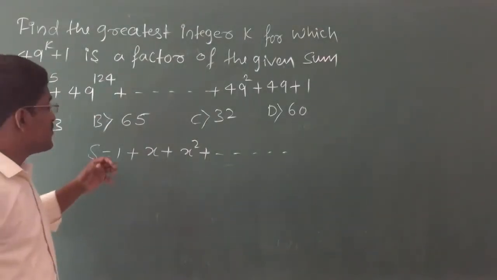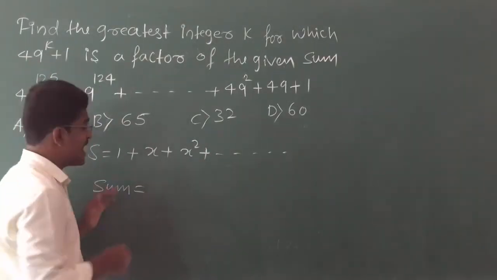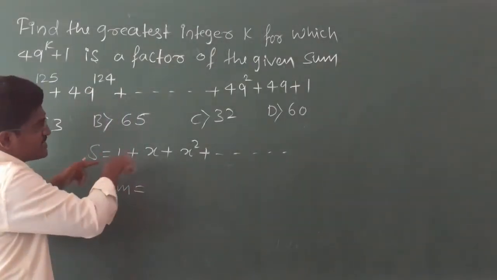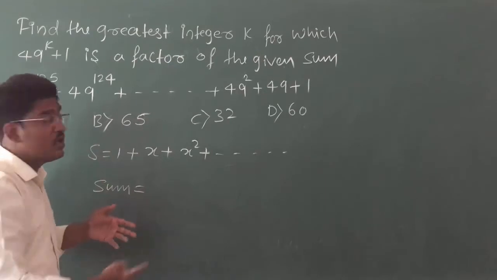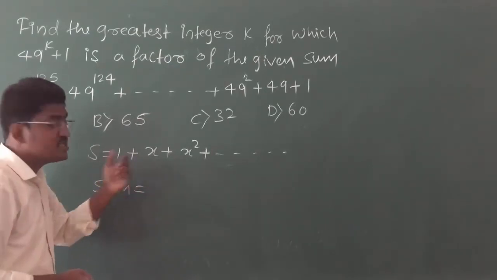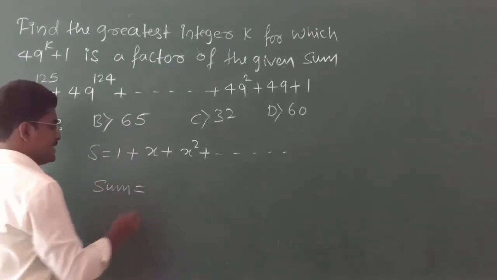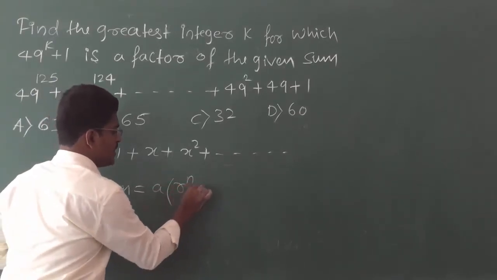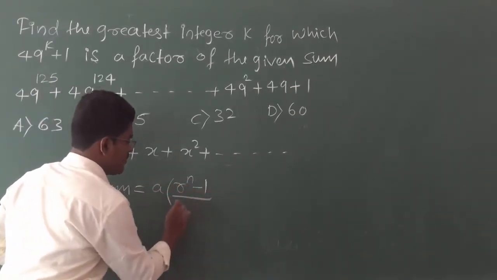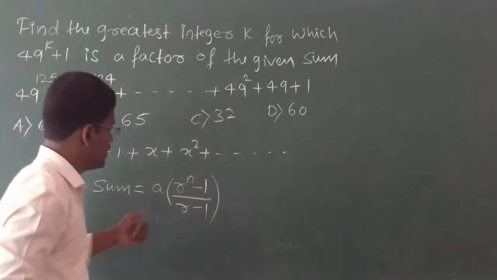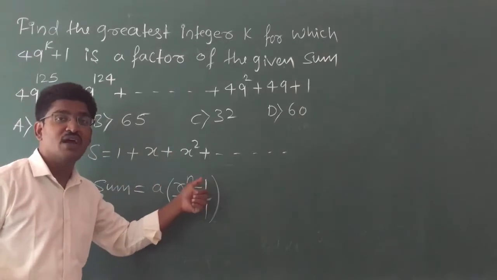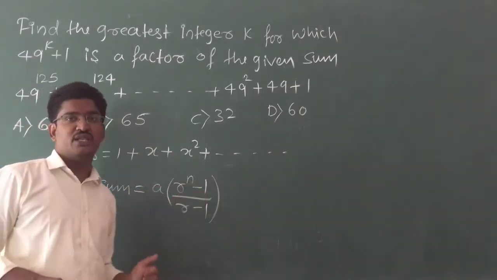So if I write the sum of this, 1 plus x square plus x cube plus so on, I will write the formula for this particular GP, that is a into r to the power of n minus 1 divided by r minus 1. Clear? So sum equal to a into r to the power of n minus 1 divided by r minus 1.